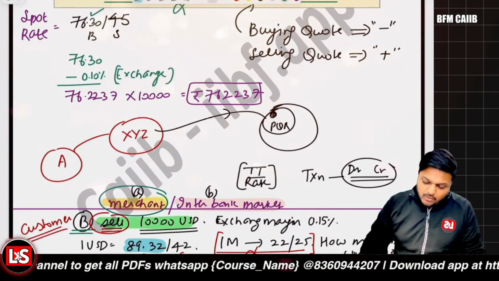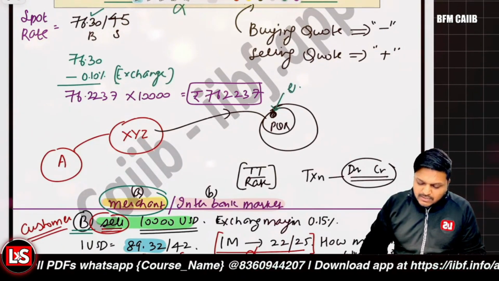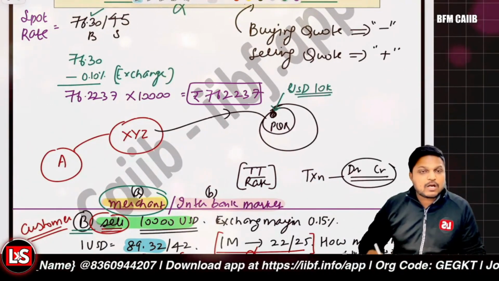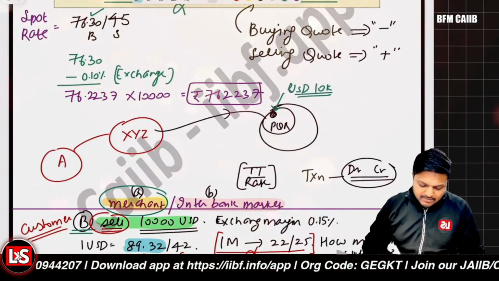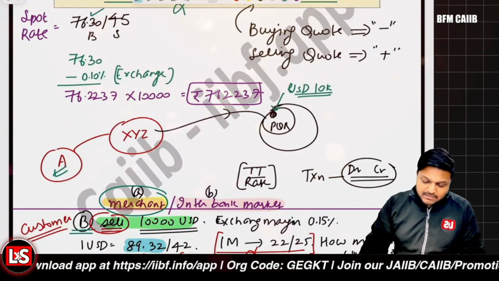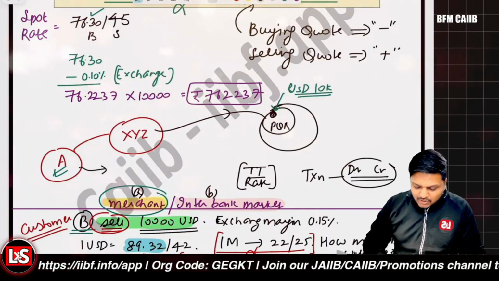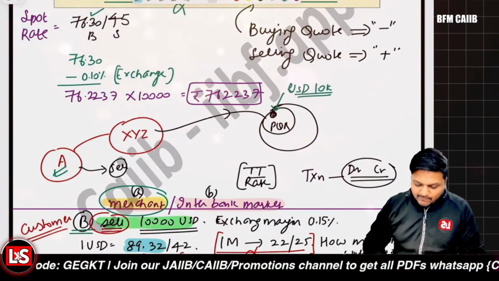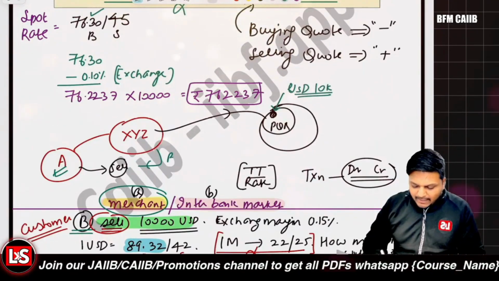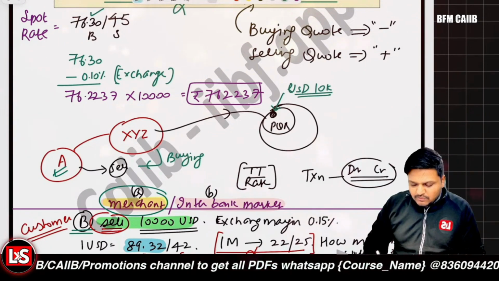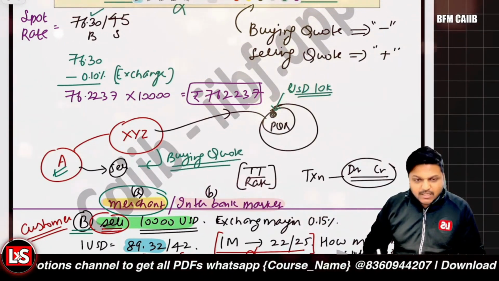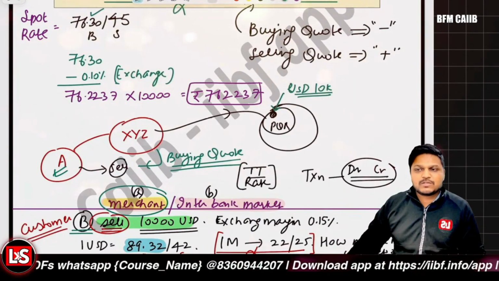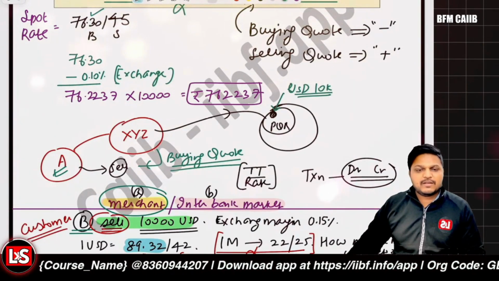Now the amount of USD 10,000 is credited to this account. That amount belongs to person A, and person A now wants to sell the USDs. Person A will be able to sell at a price at which the bank is ready to buy. So it is a buying quote which will be given by the bank to the customer. Okay, so that's the case related to it. I hope you must have understood the question well here.